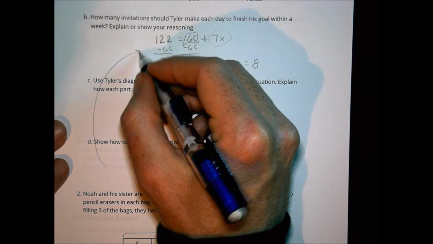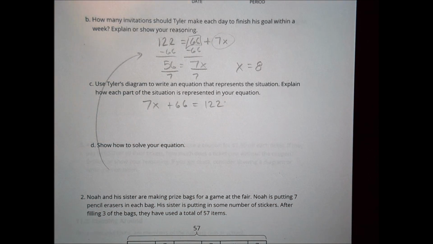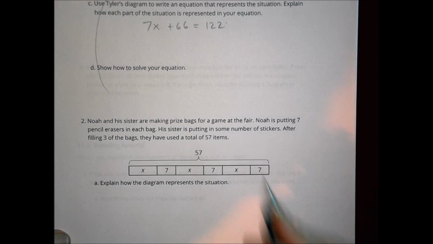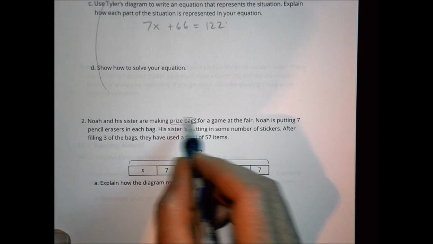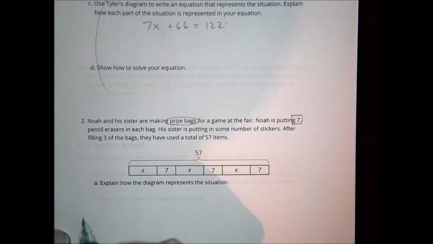So we've actually already solved it there, but again, this is a review of your lesson, so just to make sure you're getting the right idea. Let's look at number 2. Number 2 is a story about Noah and his sister making prize bags for a game at the fair. So they're making some prize bags, right? Noah's putting 7 pencil erasers in each bag.